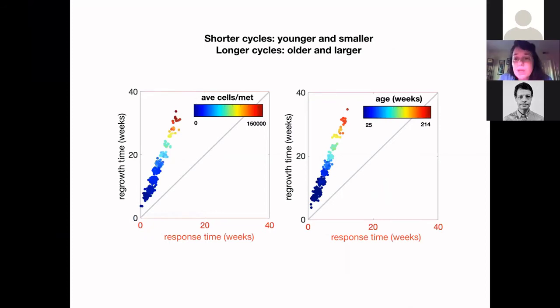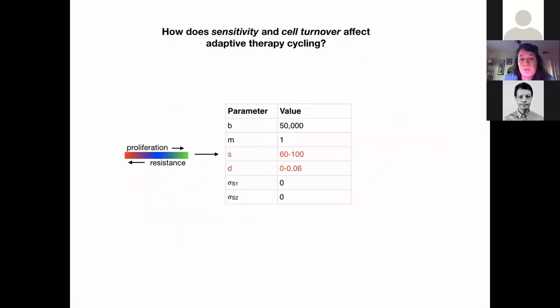And we can plot this also with the age. The size is pretty much related to the age, but we can't really measure the age in real imaging. It's even hard to measure the size of the mets in prostate bone scans. But either way, this seems to be a pretty good trend: you have younger and smaller tumors with shorter cycles, and older and larger tumors with longer cycles.